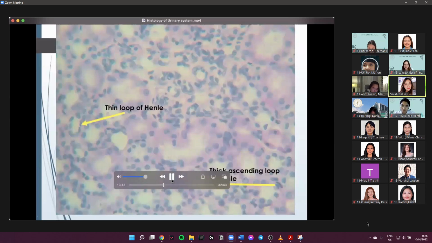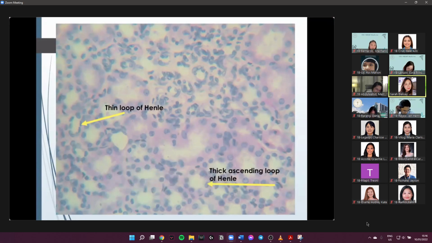So let's now look at the medulla. What do we look for in the medulla? You look there at what we call the loop of Henle. So you see after the proximal convoluted tubule, it will make a loop downwards going into your medulla. And the loop of Henle will be divided into three parts. Firstly, you will have a descending loop, and then you will have a thin loop, and lastly, you will have an ascending loop of Henle.